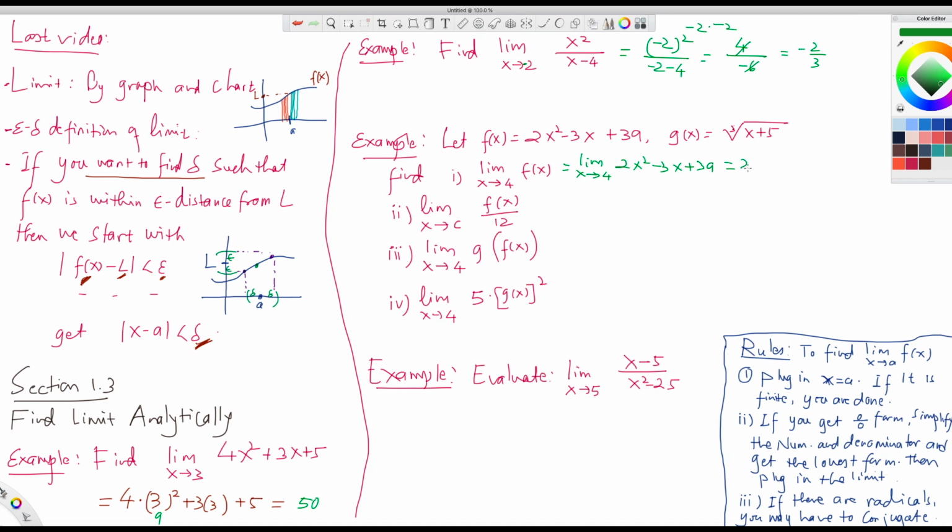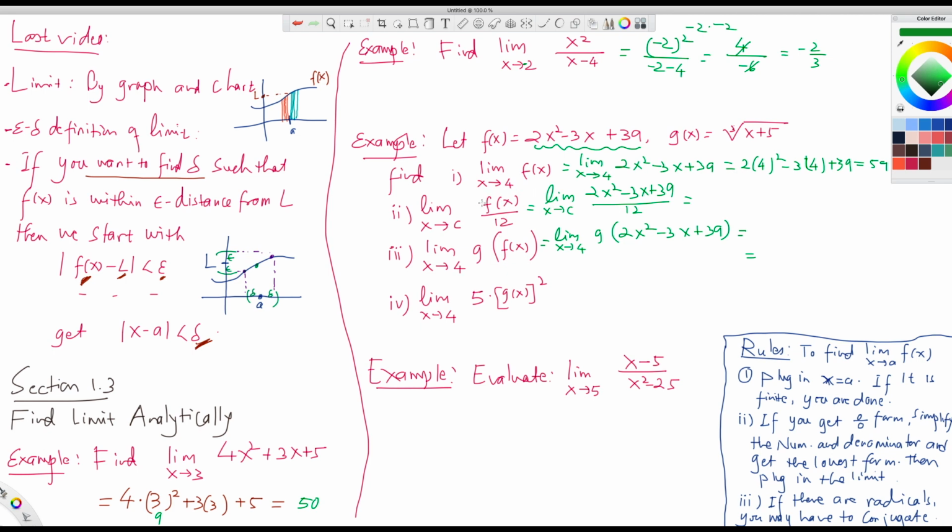So you will get 2 times 4 squared, right? Minus 3 times 4 plus 39. You see that? So how much is that? 2 times 4 squared is 16, right? So 16 times 2 is 32, minus 3 times 4 is 12, right? So 32 minus 12 is 20, plus 39 is 59. That's what you get.